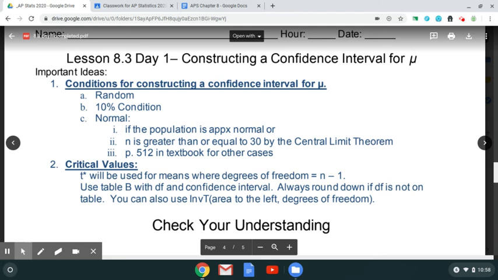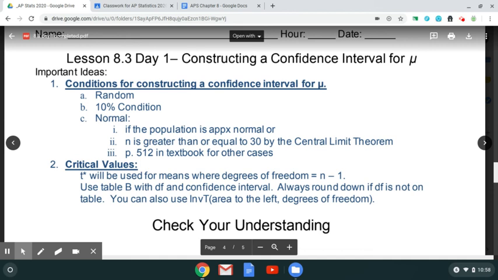Now, with means, however, we have a little something different we have to talk about. So if you remember from chapter 7, if you are told the population distribution is approximately normal, then the normal condition has been met. If you have no idea the shape of the population distribution, but you know your sample size is greater than or equal to 30, the central limit theorem tells us that we can proceed as if the sampling distribution was approximately normal. But what if it's not 30?